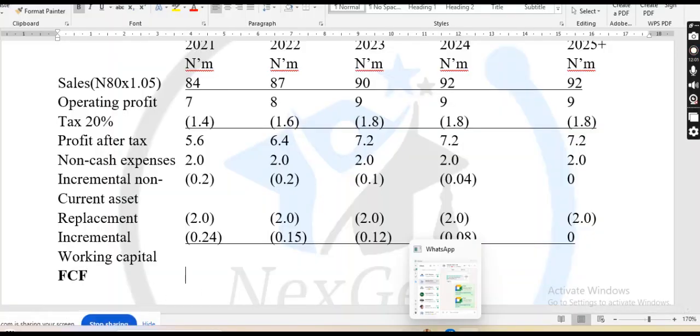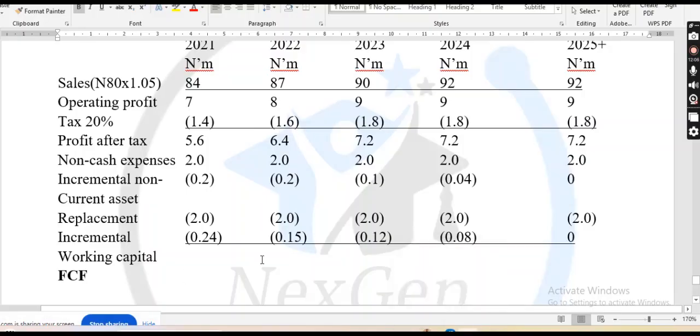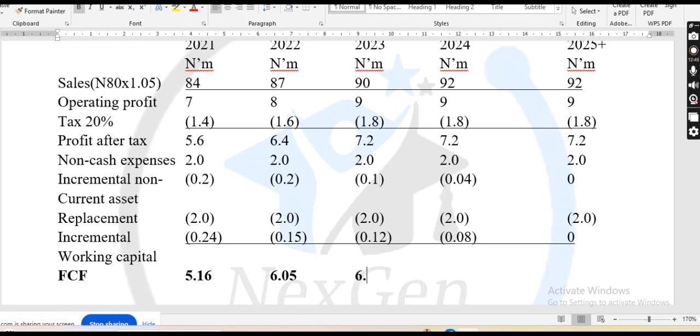So what is the free cash flow? $5.16. Next. 6.05. Next. 6.98. Next. 7.08. Okay. 7.2.